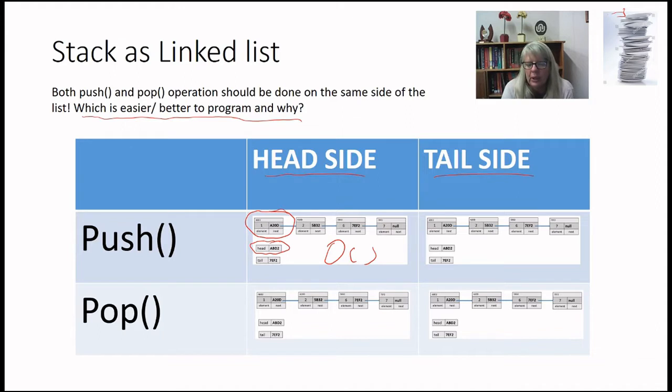When will it be order n? It will be order n when I have to traverse the entire list. Did I traverse the entire list to add something to the head of the linked list? The answer is no. Therefore, this is an order 1 operation, because I did not traverse the list. If I add something to the tail side of the list, think about it. Do I need to traverse the entire list?